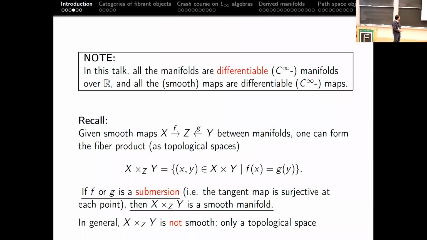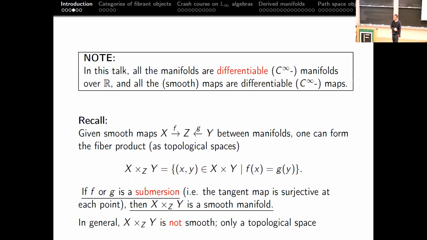And what is the fiber product? In the usual sense, this is just a definition, right? The fiber product is topologically just a topological space in general, but it's not a manifold, unless one of the maps is a submersion. That's what we learned when we were graduate students, and then it's a smooth manifold. Actually, you can have a weaker condition: you just need transversality to the diagonal. But if one map is a submersion, it's smooth. But in general, it's not smooth. It's only a topological space.